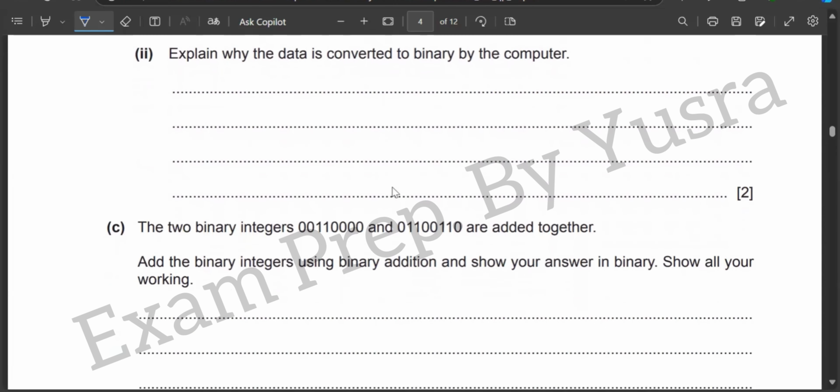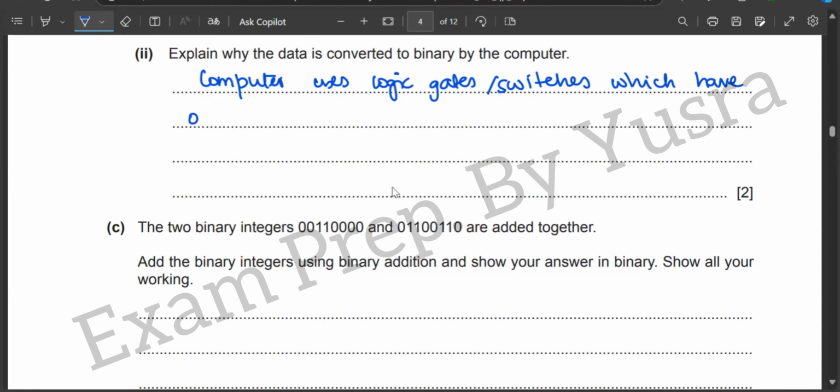Explain why the data is converted to binary by the computer. So we know that the computer uses logic gates, or we could even say switches, which have only on, which is 1, and off, which is 0, as the option for input of data.